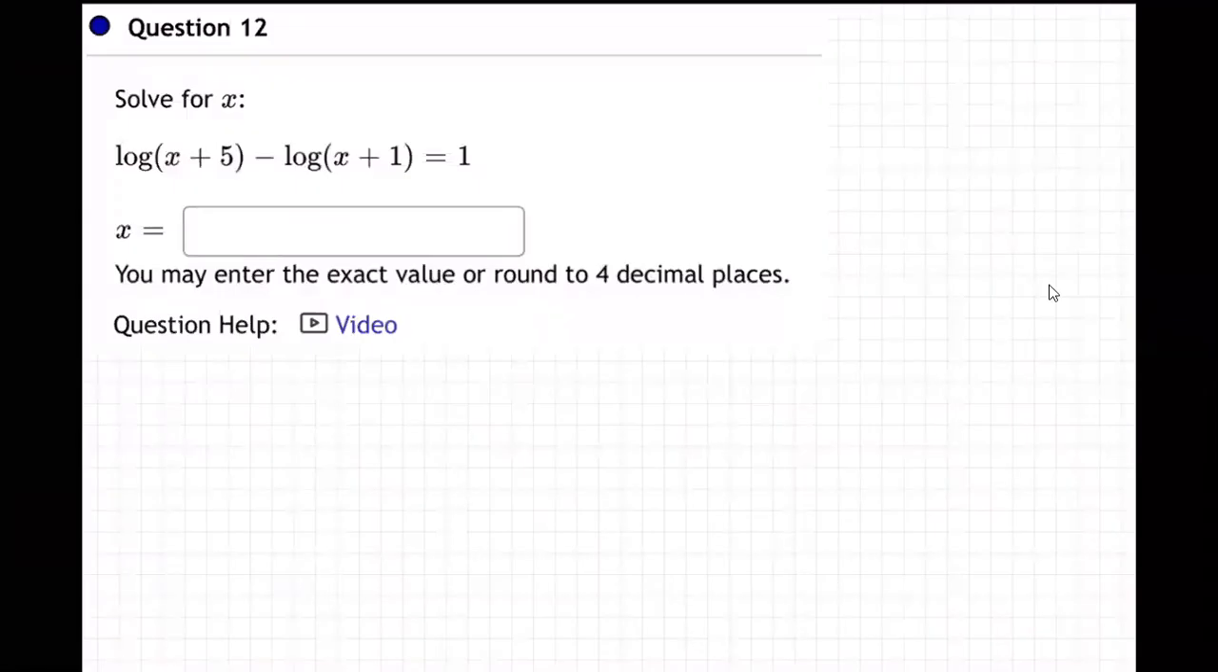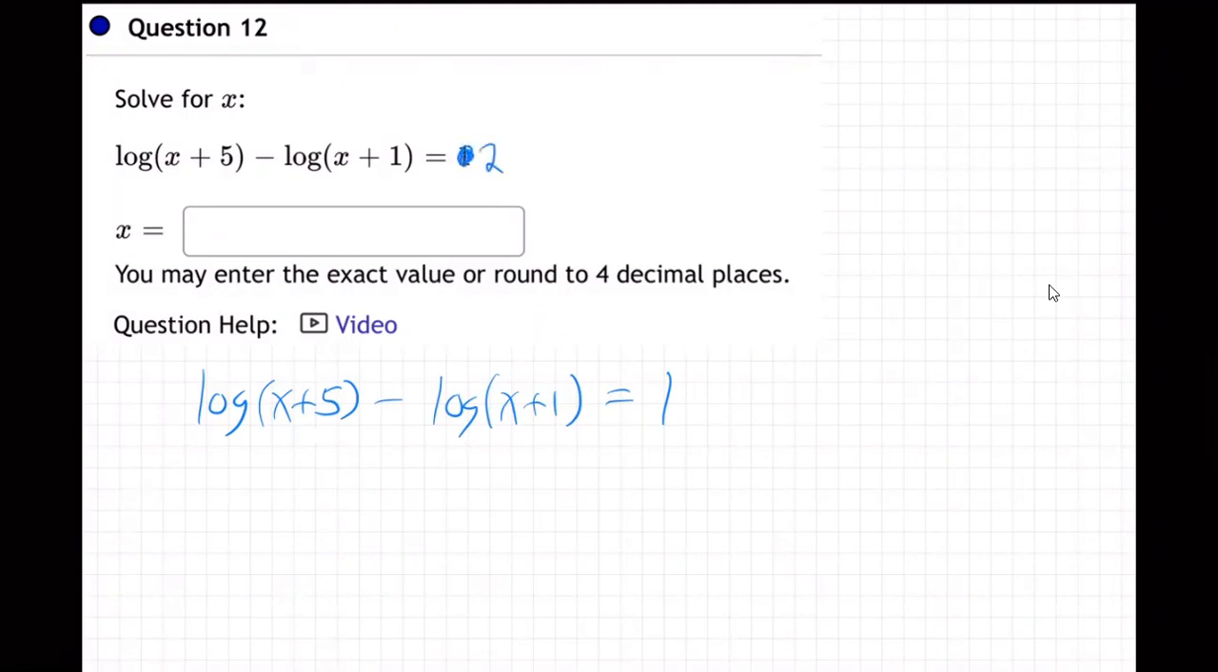Okay, so in this question, we have two logs. We have the log of x plus 5 minus the log of x plus 1 equals 1. Okay, so how are we going to do this? You know what, I'm going to make this a 2 just to make the problem more interesting. Let's make that a 2 over there. All right, so how do we do this problem?